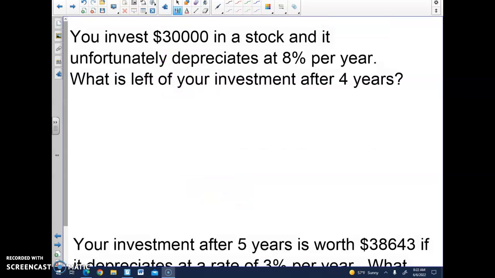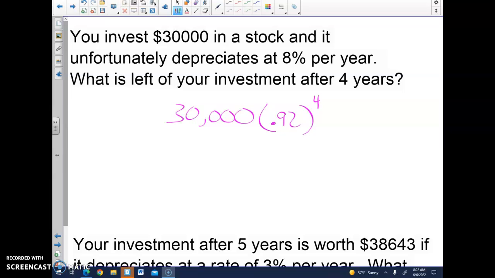Okay. $30,000. It's always the initial investment times the percentage raised to the year. All right. When it's depreciation, you take that percentage and you subtract it from 100. So if it depreciates 8%, you're getting 92% of it every year. And it's for 4 years. That's literally the answer. Okay?